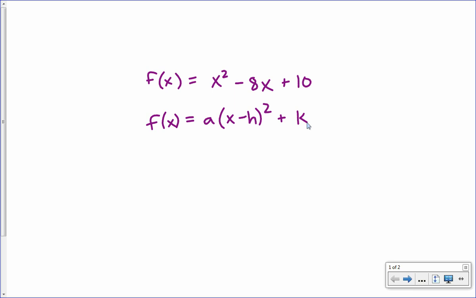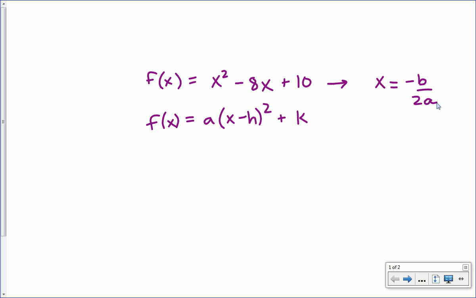And so if you're asked to convert from the original form to this second form, vertex form, one method is completing the square, and I find that to be the more abstract way to do it. So there's actually a very concrete way to do it if you know how to find the vertex of a quadratic function. To find the vertex of a quadratic function, you can use the formula x equals negative b over 2a. This gives you the x value of the vertex.